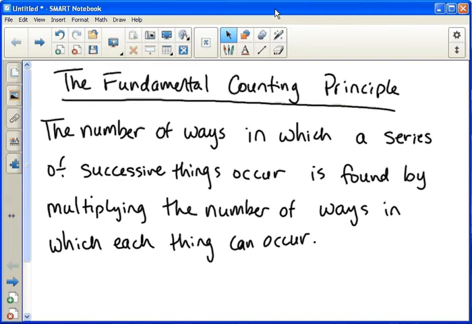The fundamental counting principle is a way for us to figure out how many different ways something can happen, or how many different ways things can be arranged or ordered or organized. So this is what the fundamental counting principle technically says. It says the number of ways in which a series of successive things occur is found by multiplying the number of ways in which each thing can occur.